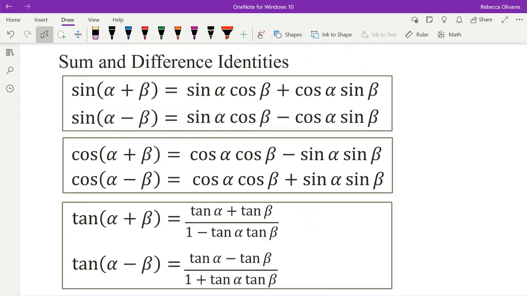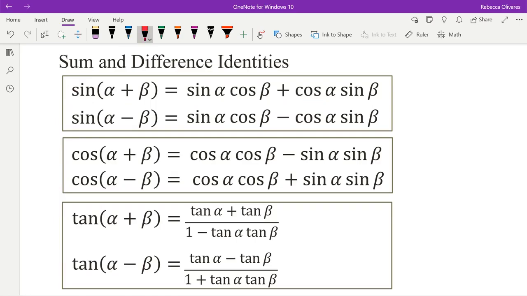So I developed the sine and the cosine trig identities in another video. I suggest that you check that out. But these are the identities. There's a sine sum identity, difference identity, cosine sum, cosine difference, tangent sum, tangent difference. So a couple of things I want to point out here. For the sine sum identity of alpha plus beta, you have sine alpha cosine beta plus cosine alpha sine beta. And then for the difference identity, it's just sine alpha cosine beta minus cosine alpha sine beta.